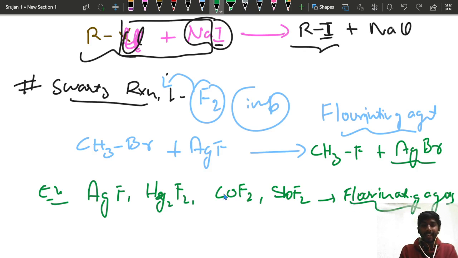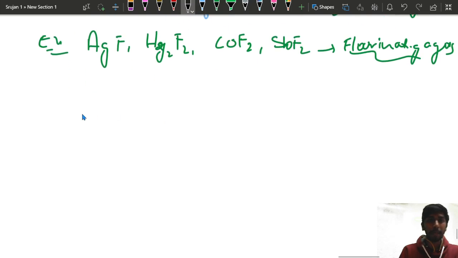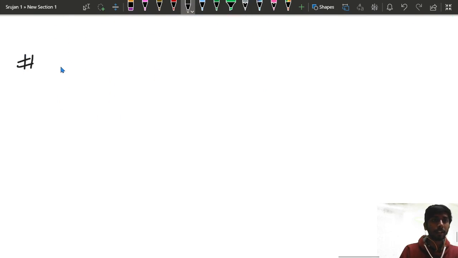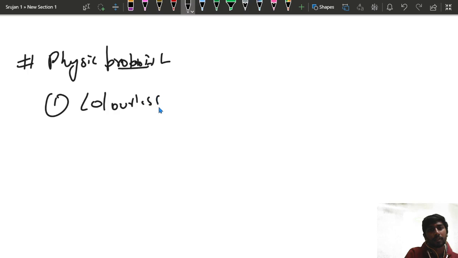So this ends your preparations of alkyl halides. I'll end this section by completing one more topic, that is the physical properties. What are the physical properties of alkyl halides? Alkyl halides are colorless.